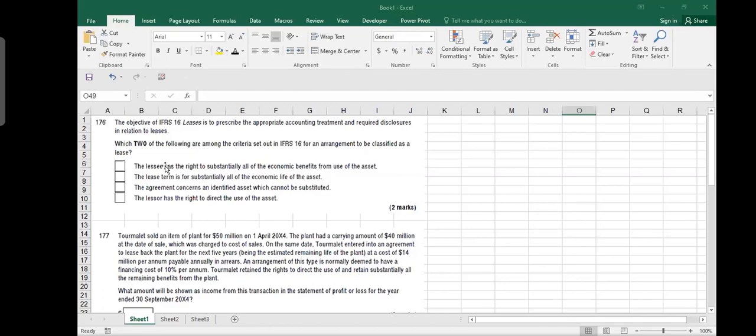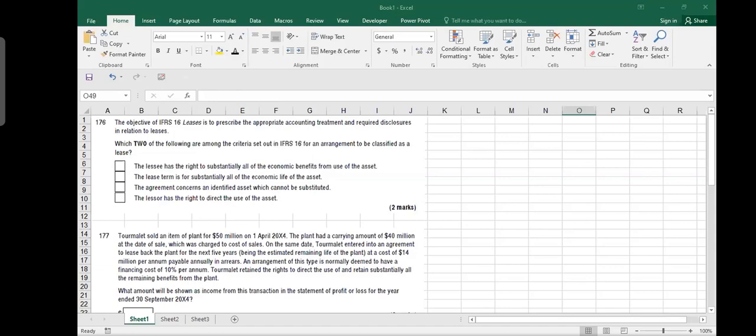classified as a lease? If you remember from the previous lesson, we said that under IFRS 16, you don't have finance lease or operating lease. What you have is a lease or a service contract. And a lease is essentially the same as what you previously called a finance lease. So a lease is something which makes you an owner, like a partial owner. So which two are the criteria?